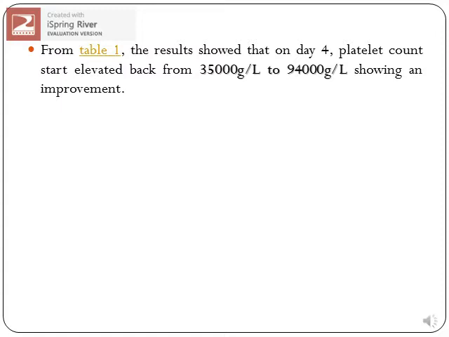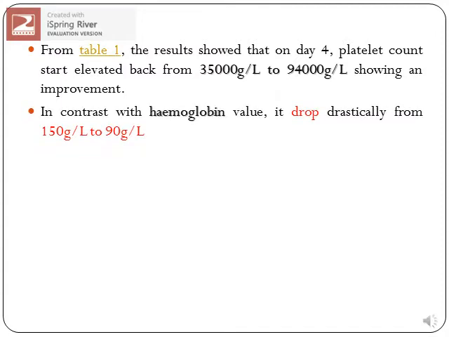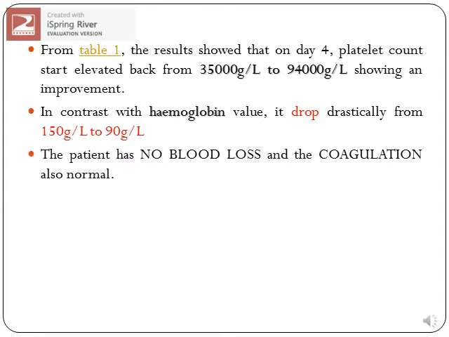Next, from the same table, table 1, the results show that on day 4, the platelet count started to elevate back from 35,000 per liter to 94,000 per liter, showing an improvement. But in contrast, the hemoglobin value dropped drastically from 150 gram per liter to 90 gram per liter. The physician mentioned that the patient has no blood loss and the coagulation of the patient is also normal. Thus, it manifests that the patient developed hemolysis.